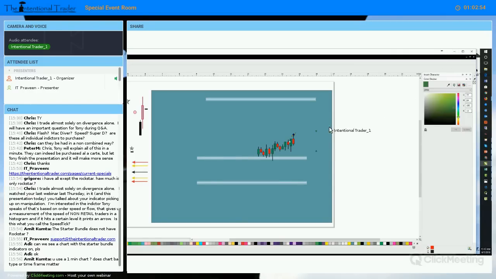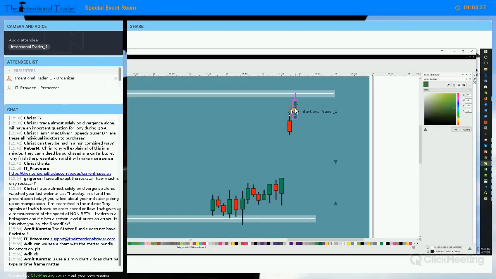So your question was, Adi, if you wanted to see just what the starter bundle has in it, you're going to see a chart that would probably look like this. Now, don't get caught up in the colors of the bars because I'm moving things around here. Those are the indicators that you can trade this Rockstar setup with right there. This is our overbought, our speed tick, and our flash. Traded this for years.